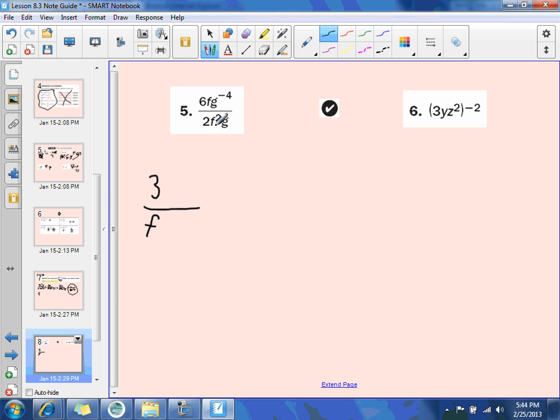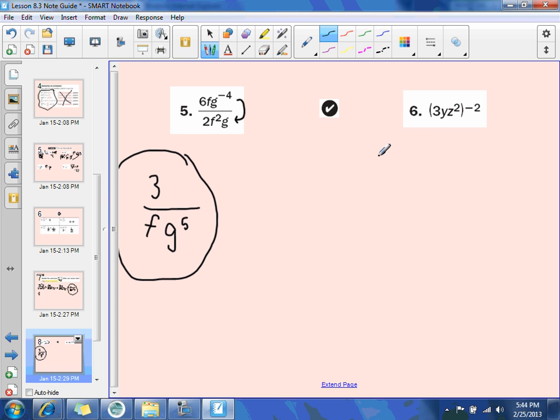have one of them. The g to the negative fourth in the numerator wants to be down in the denominator. But if I put g to the fourth in the denominator and it already has a g down there, that actually makes 5 g's down there. My number is simplified, my f's and my g's are all simplified. That would be my final answer.